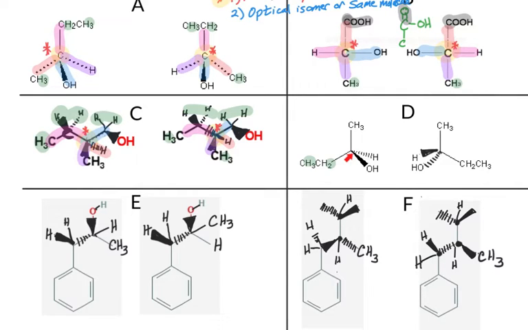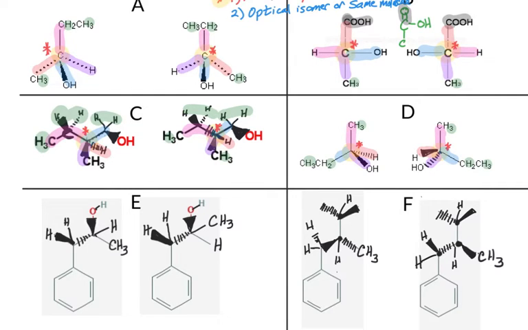Let's look here. That one is asymmetric because we see a CH2CH3, we have an OH, we have a hydrogen, and we have a CH3. And the CH3 is not asymmetric because it has 3 hydrogens. And we see that again on the other structure. So we see just 1 asymmetric carbon in letter D.